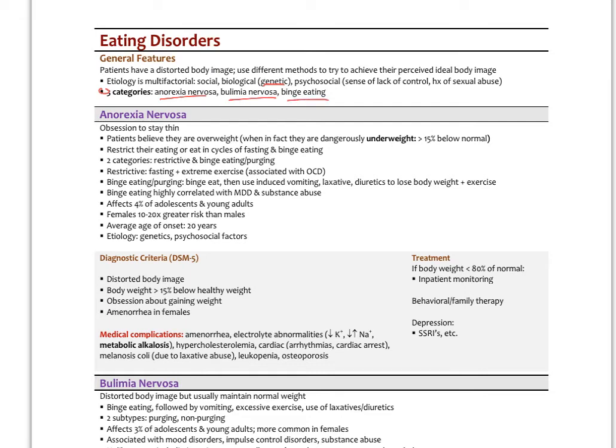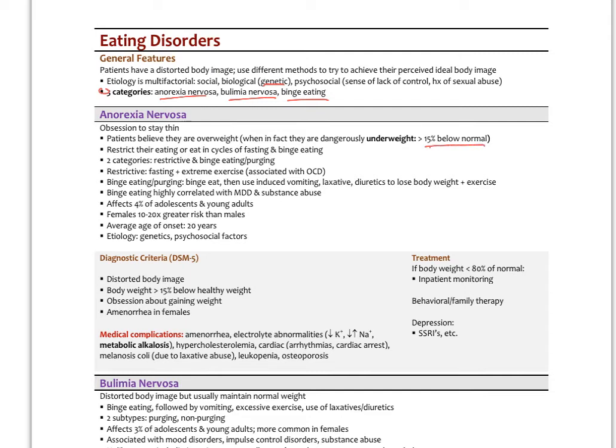So let's look at the first here. Anorexia is really the obsession to stay thin. Patients believe they are overweight when in fact they're actually dangerously underweight. So one of the things we always do is get a BMI on our patients. We get our height and weight, and we see where they fall in the normal ranges for BMI for their age and height and weight. If they're dangerously underweight, that's more than 15% below the normal BMI.